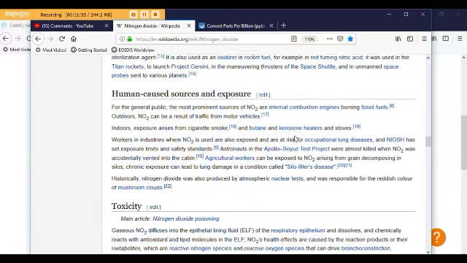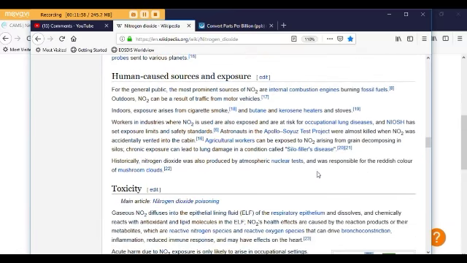Human-caused sources and exposure. For the general public, the most prominent sources of NO2 are internal combustion engines burning fossil fuels. Outdoors, NO2 can be a result of traffic from motor vehicles. Indoors, exposure arises from cigarette smoke and butane in kerosene heaters and stoves. Workers in industries where NO2 is used are also exposed and are at risk for occupational lung diseases. NIOSH has set exposure limits and safety standards.